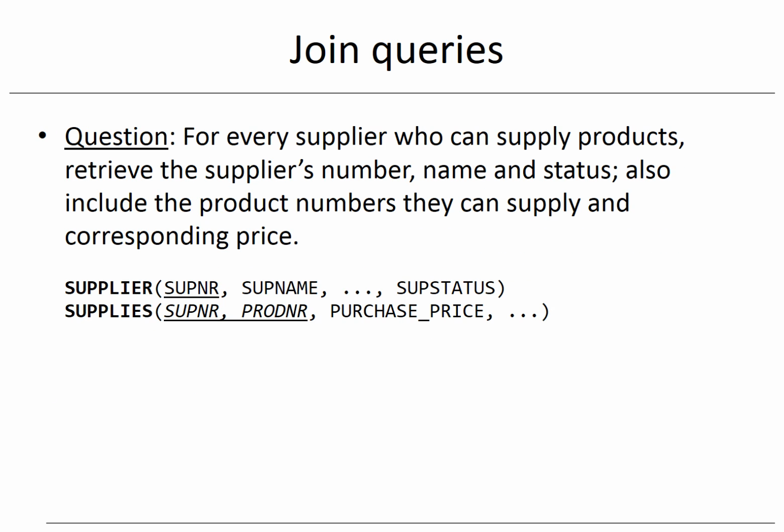Let's assume we have the following question. For every supplier who can supply products, retrieve the supplier's number, name, and status together with the product numbers they can supply and corresponding price. First, we start by listing the tables from which we need information, the supplier and supplies table. In other words, we have two tables now, and we will need to combine or join them in a specific way. The question is, how?